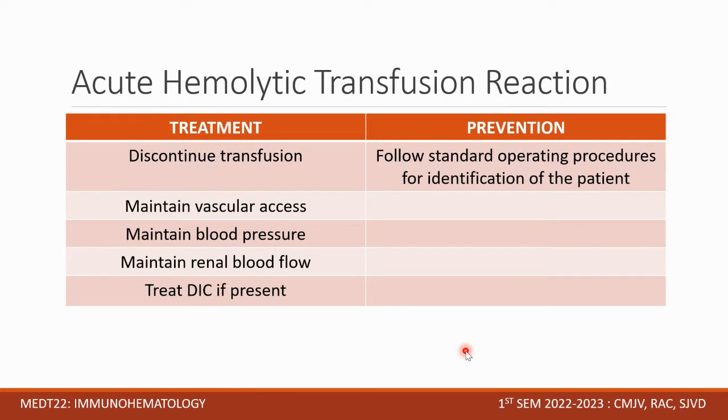So how would we treat ang ating acute hemolytic transfusion reaction? So first, discontinue na agad yung transfusion. Okay. Maintain vascular access, maintain blood pressure, maintain the renal blood flow, and treat DIC if present. So how would we prevent naman to? Okay, so follow standard operating procedures for identification of the patient. Why? Because the most common cause of acute hemolytic transfusion reaction is improper identification.